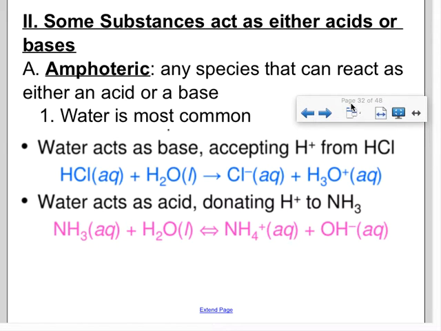Now, some substances can act as either acids or bases, and we call them amphoteric. So any species, any substance that can react as either an acid or a base, water is the most common. Here in this example, water acts as a base because it accepts a proton from hydrochloric acid to become H3O. But it can also act as an acid, in this case with NH3. NH3 becomes NH4, which means it got this proton from water, and water becomes OH. So water can act as an acid or a base dependent on the other substance it's with. So we call water amphoteric.